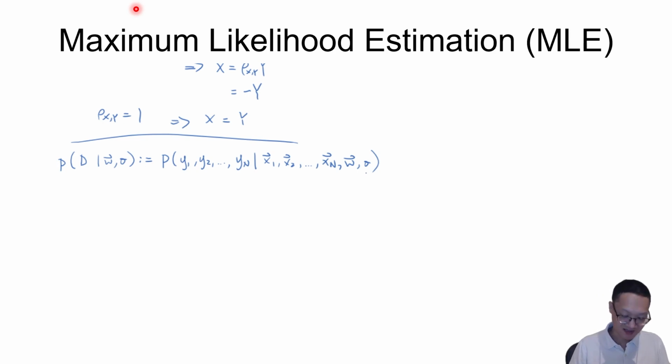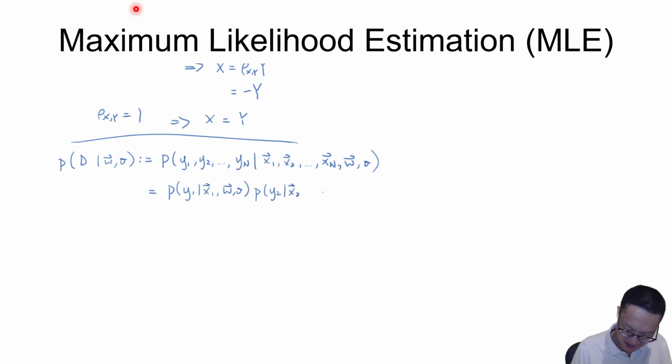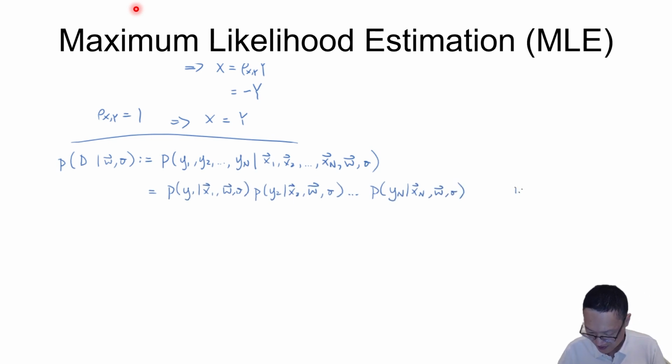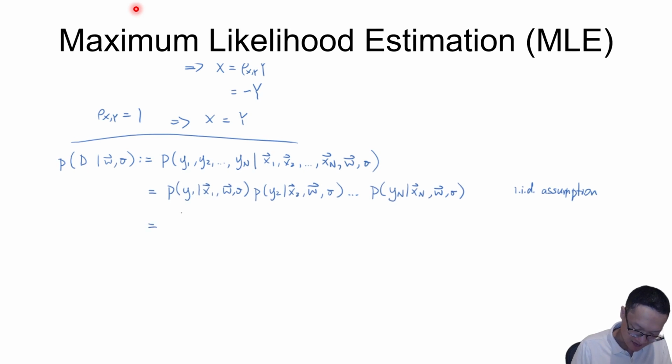Because of the IID assumption, we can split this as the probability of y1 given x1 and the parameters, times y2 given x2 and the parameters, all the way to the probability of yn given xn and the parameters. This is from the IID assumption. We can also write this using the product form: the big pi from i equal to 1 to n of the probability of yi given xi, w, and sigma.